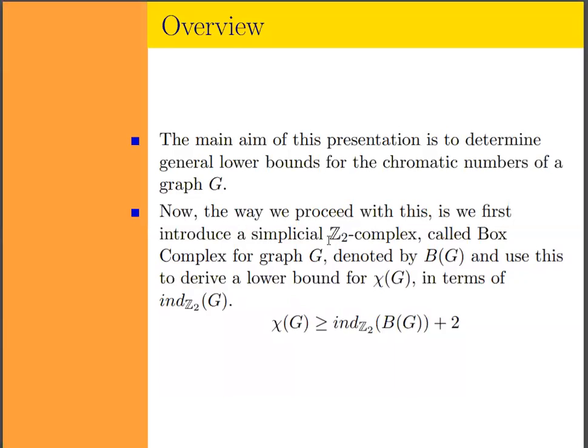The way we proceed with this is first we introduce some simplicial complexes associated with the graph. First, we introduce something called the Box complex B of G, and then using this, we derive a lower bound of chi of G in terms of its index. Index of B of G actually. So chi of G is greater than or equal to index of B of G plus 2. We derive this.